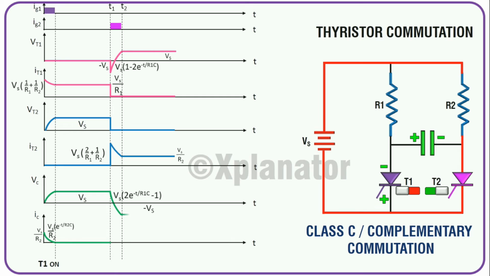Coming to the current through the capacitor, there is an inrush of current through it as it is initially uncharged and it does not provide any barrier, but in a different direction. So the current has a high initial magnitude but in the negative direction. When completely charged, the current through the capacitor will reduce to 0. So at the end of time t1, thyristor T1 is off and thyristor T2 is on.